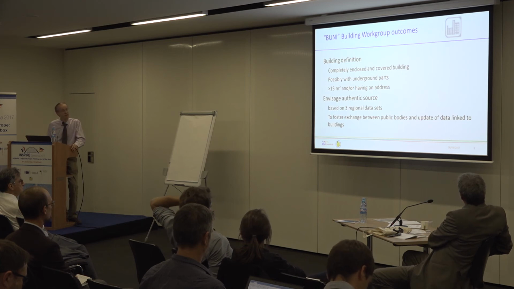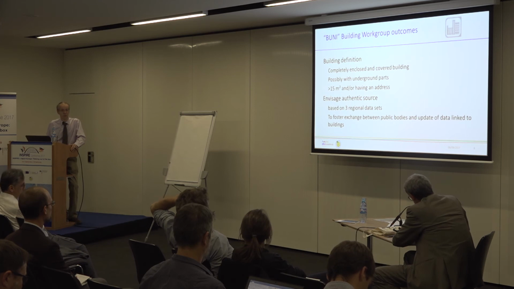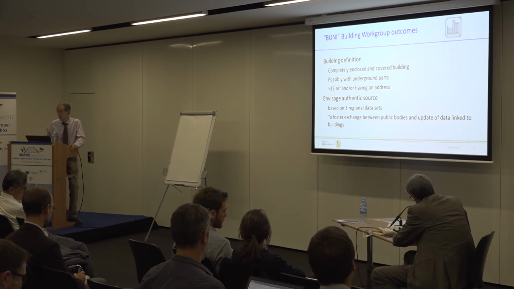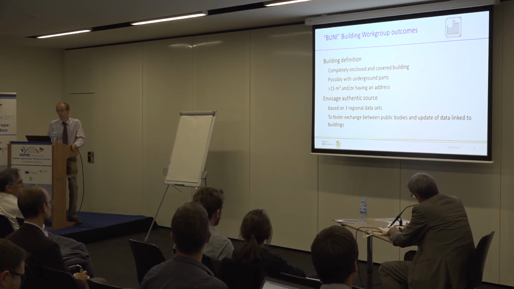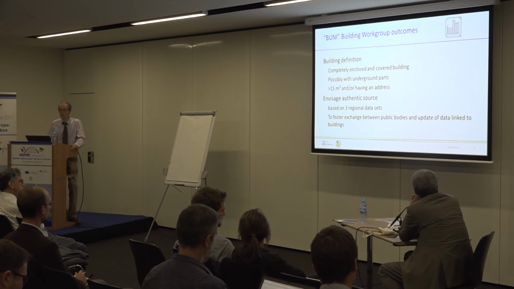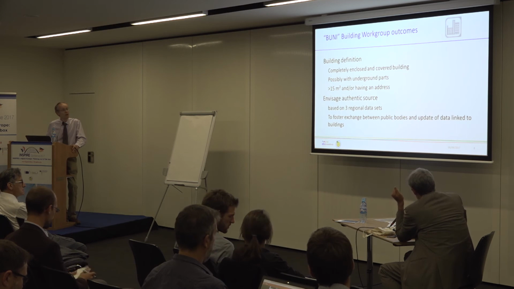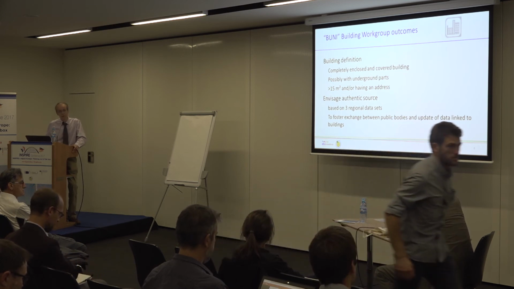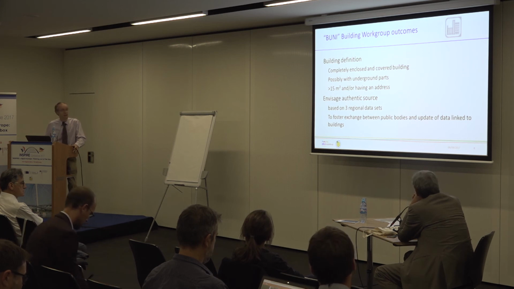A second working group was created as well for building and building units. Indeed, we quickly stated that an address as such is nothing if it is not linked to an addressable object, and there was a need to exchange information about buildings and building units across all the public bodies because of land registers, but also urban planning, building permits and so on. So we decided first to define the buildings that will be covered by the register, and we will focus on completely enclosed and covered buildings, possibly with underground parts, and having a surface greater than 15 square meters and/or having an address.